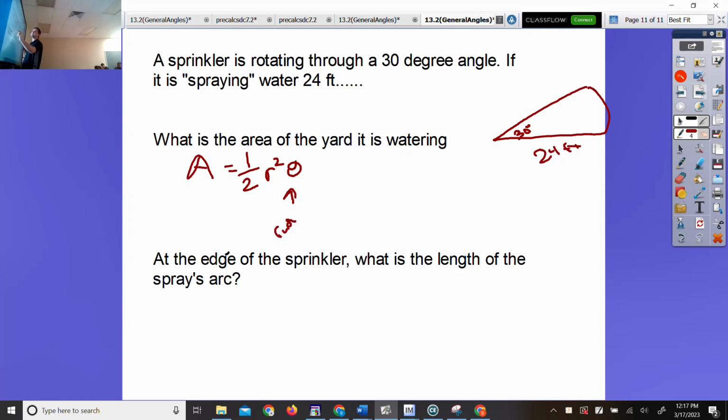Radian. Is 30 degrees a radian? You wrote down what 30 degrees was as pi rad. What's 30 degrees in pi rad? Pi over 6. It's in your notes. Memorize it. Otherwise, you have to use your formula conversion. Plug in and you're done. 1/2, 24 squared, pi over 6.